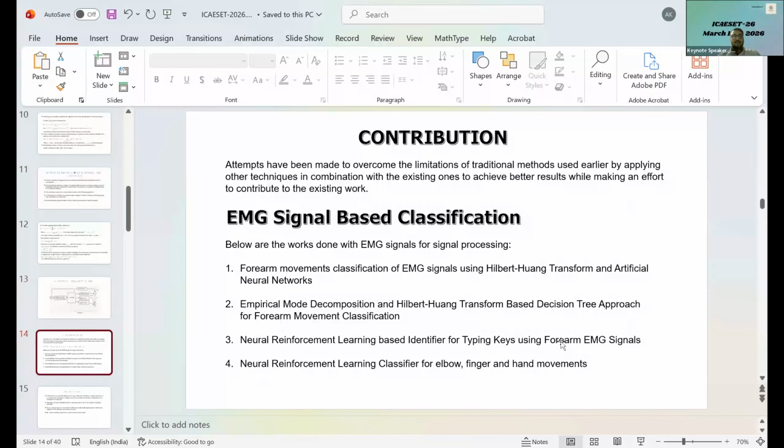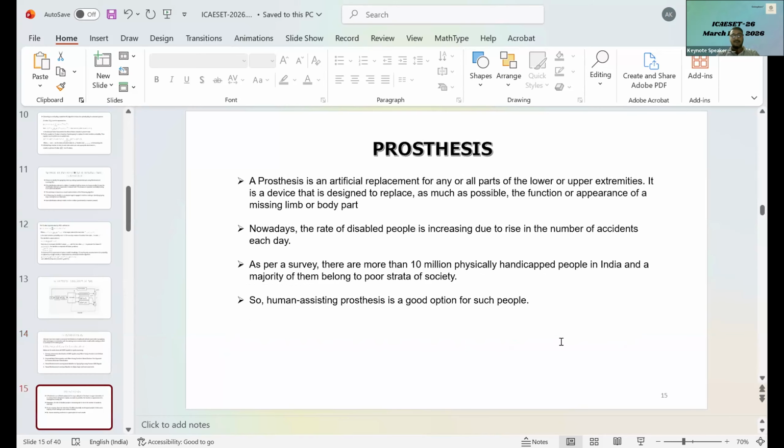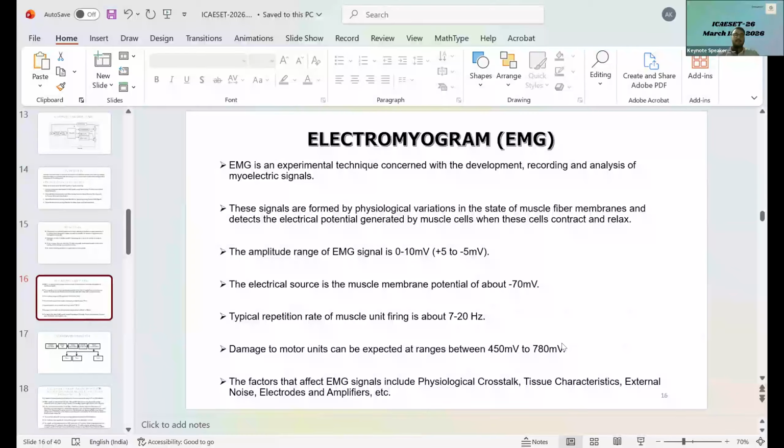In the first attempt, we used EMG signal-based movement classification, in which we first extracted signals from 20 different subjects, then used the Hilbert-Huang transform to decompose the signal, and based on the decomposition we found features like mean value, energy value, and entropy value. We calculated these values and applied artificial neural network techniques, taking the input matrix and output matrix, and based on this we classify the signals.